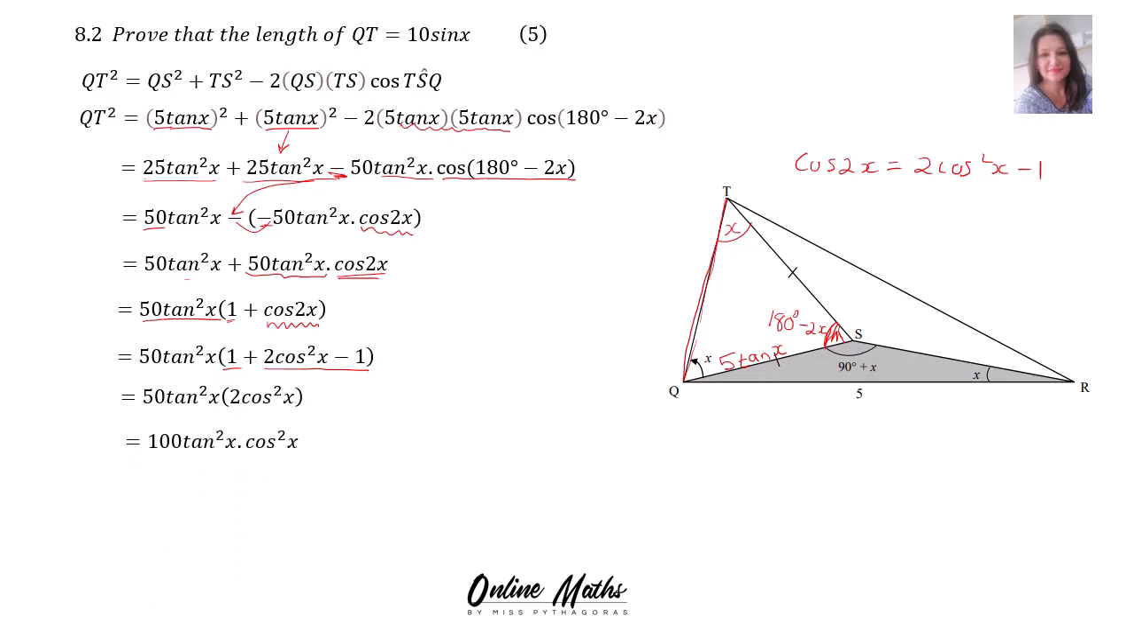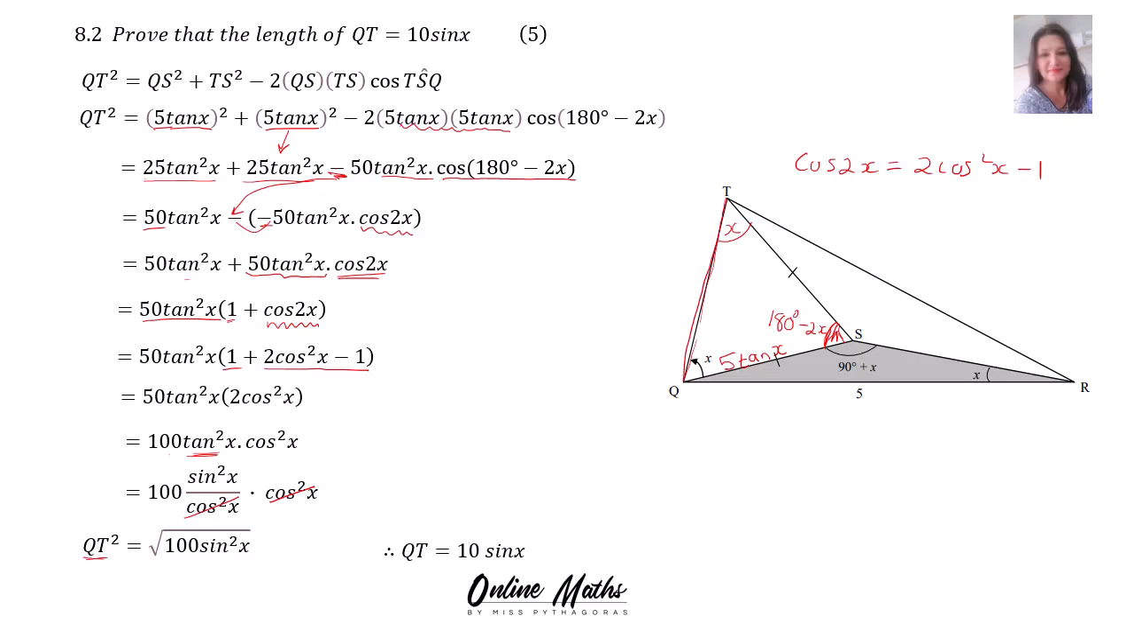And now 50 times 2 is 100. Tan squared x times cos squared x. And then tan squared x is the quotient identity, which is sin squared over cos squared. And then the cos squareds will cancel, and I'm left with 100 sin squared x. But on the left-hand side, there was QT squared. So to get rid of that, I take the square root, and I get QT is 10 sin x.